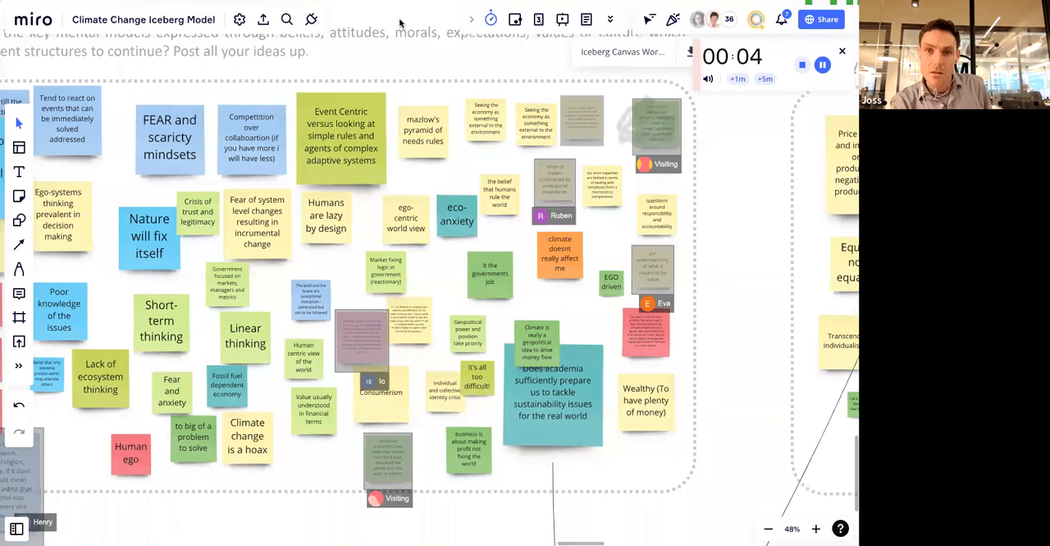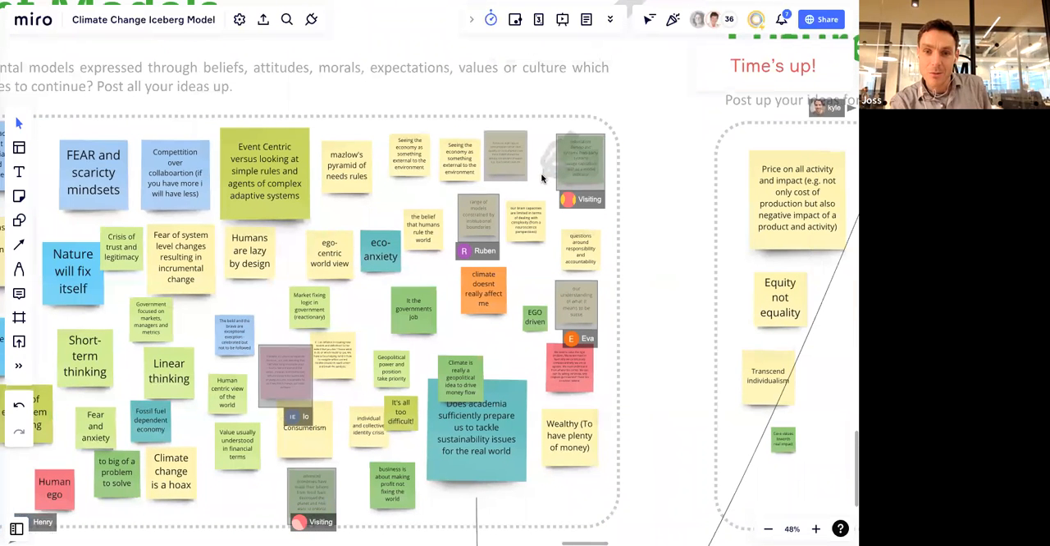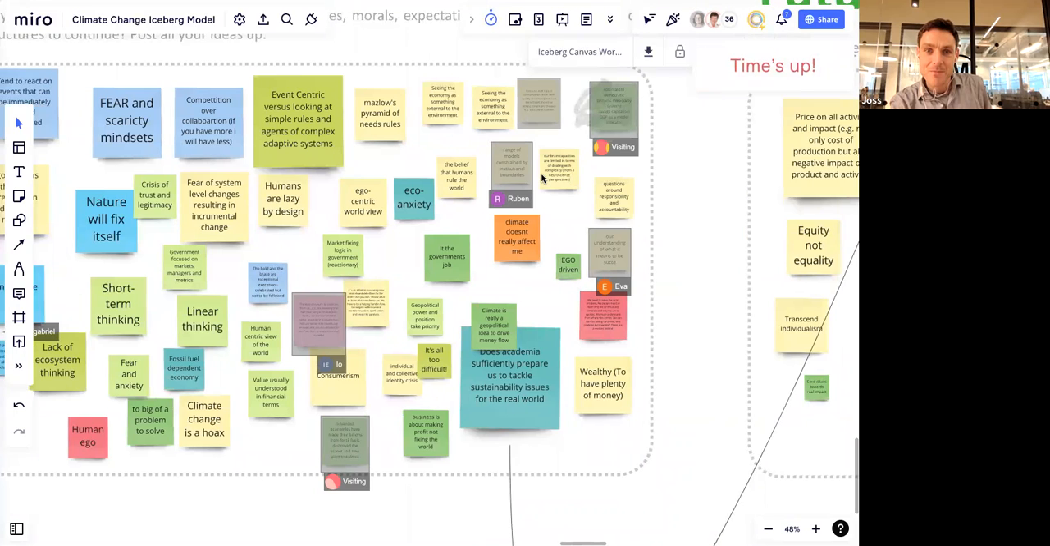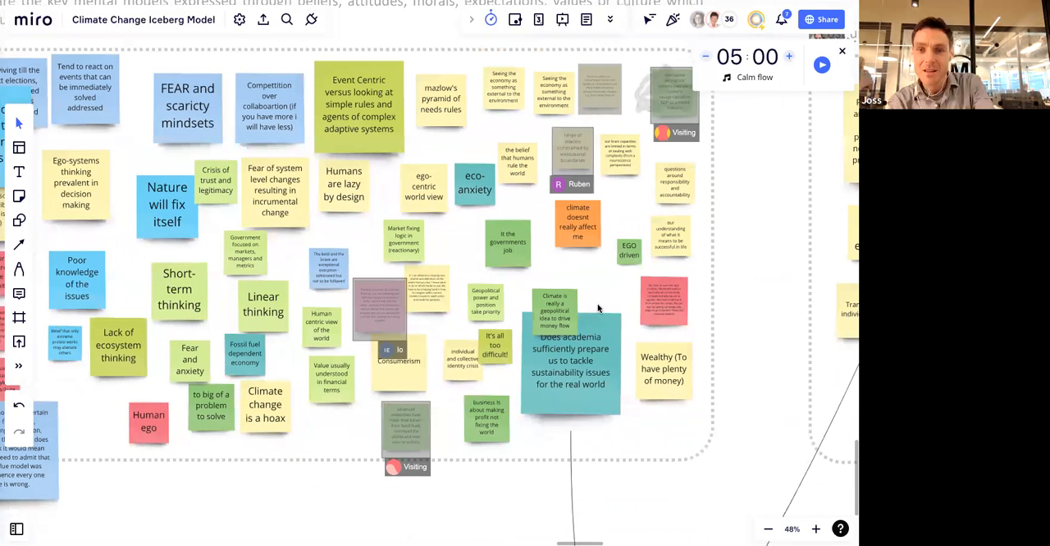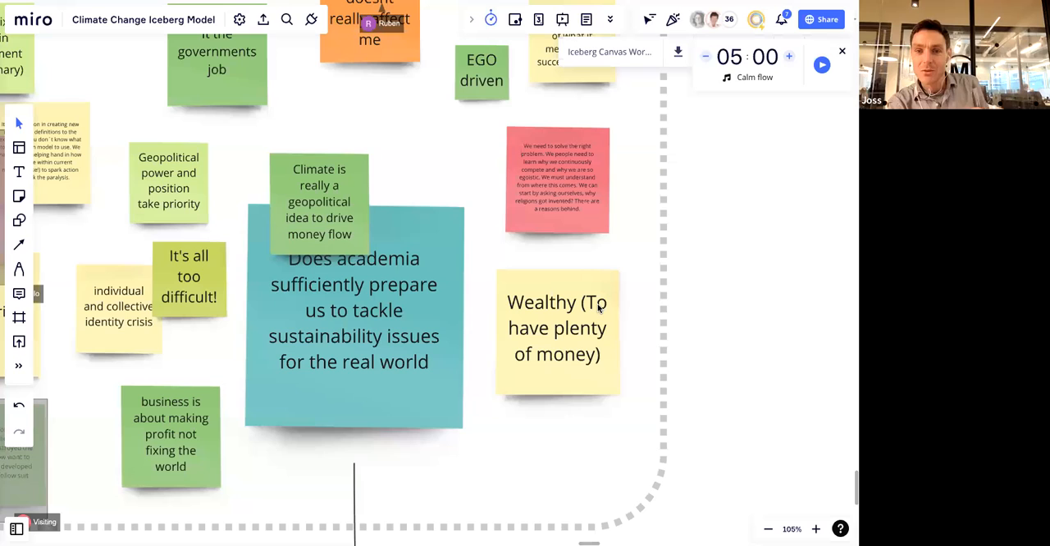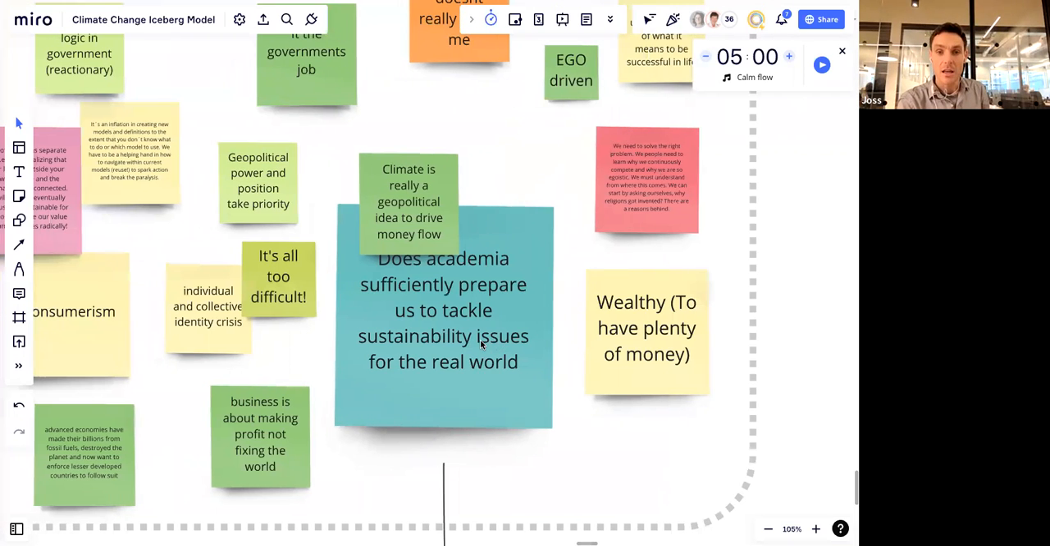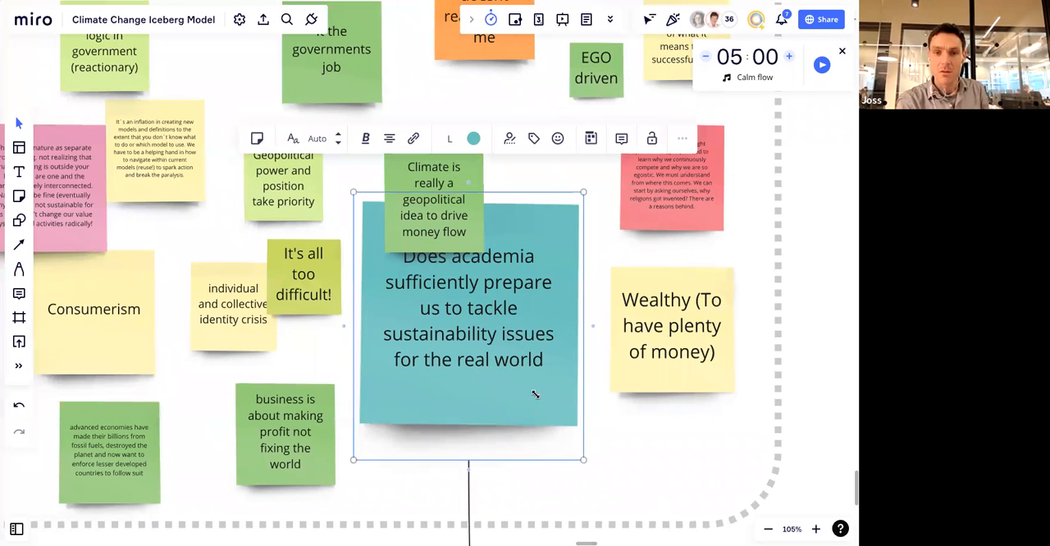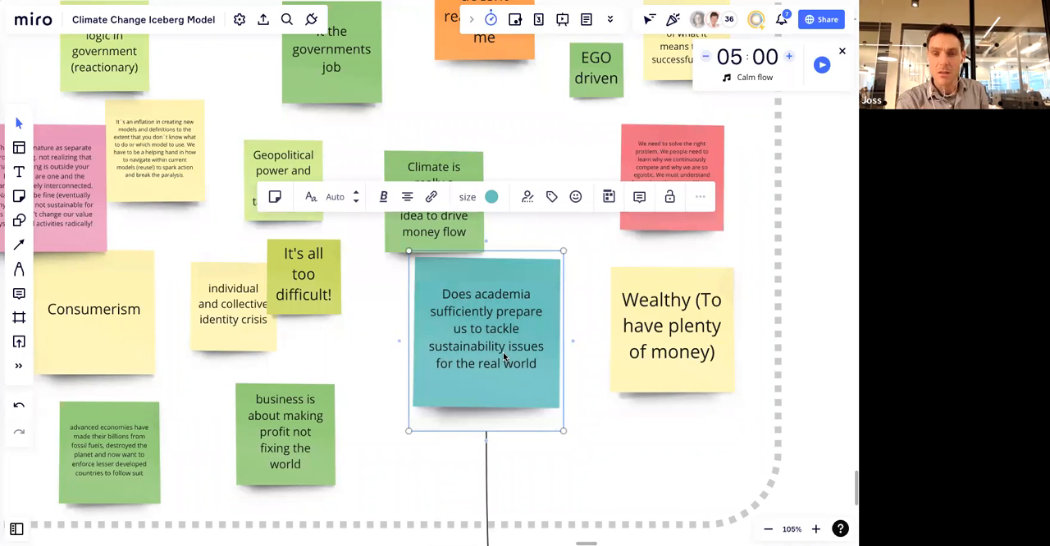Okay, great. Lots of ideas here. Well done. Wow. Wealthy. To have plenty of money. Yeah, wealth. Going back to the GDP thing, does academia sufficiently prepare us to tackle sustainability issues for the real world? Yeah, interesting point. Our knowledge base and our ways of education don't necessarily prepare us for the real world's issues.